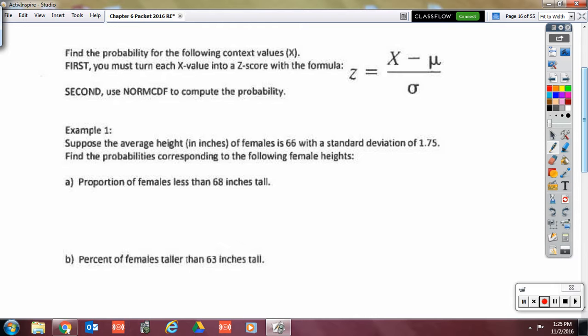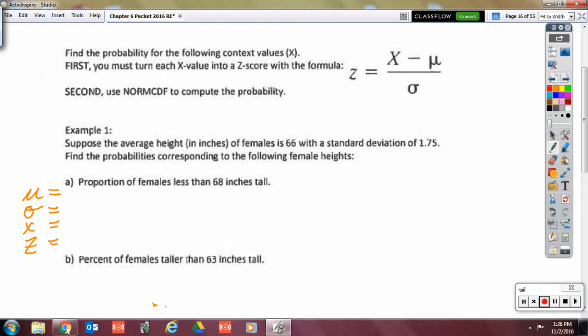Suppose that the average height in inches of females is 66 inches with a standard deviation of 1.75. Find the following probabilities of the female heights. So what I always like to do is start off putting down what I have. I'm pretty much going to list all of these things for every problem.